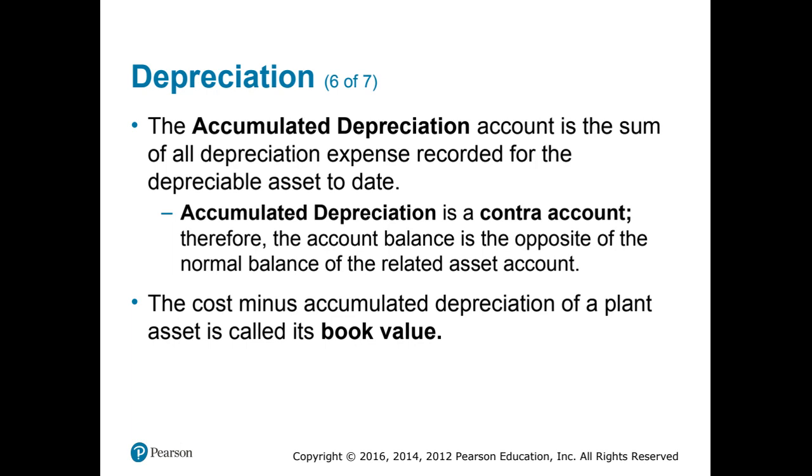The cost minus accumulated depreciation of a plant asset is called the book value. So we paid $18,000 for the furniture. That was the cost. We gave stock, but that's the cost of it. So $18,000 for the cost. We're going to subtract out the $300 for the accumulated depreciation. Let's just say we've only depreciated it once. Then the difference of that would be the book value recorded on that following month.